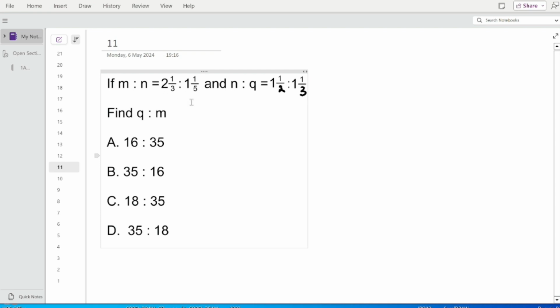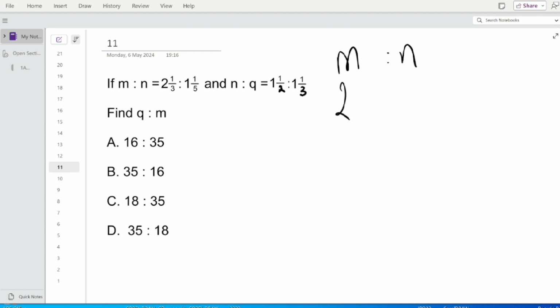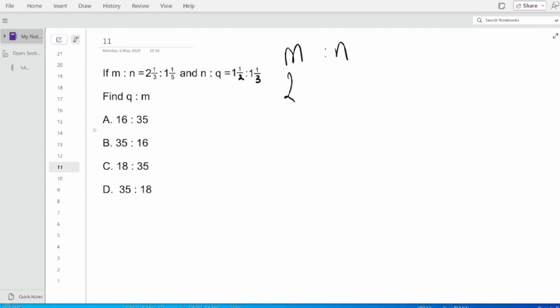And the only way we can find it is if n has the same values on both ratios, then we can combine these two ratios, m and q. But note, q would have to come before m. So let's start. We have, for m ratio n, 2 whole number 1 over 3 ratio 1 whole number 1 over 5. The best thing we can do is to make the value of the ratio of n 1. We have to convert both of them into improper fractions before we solve.